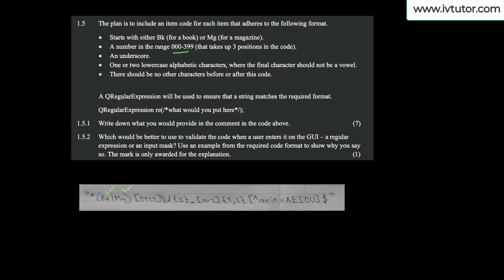A number in the range, those ones now are the tricky ones. That takes up 3 positions in the code. Now remember, this is tricky because a number in the range 0 to 399, this does not cater for 399. I cannot have 399 here. Because here you went with, oh, sorry, you actually might be right. You went with the first one can be 0, 1, or 2. Yeah, let's look at it. That actually makes sense. So you said the first one can be 0, 1, or 2, then the last two can be any 2 digits. That's fine. You did this very well.